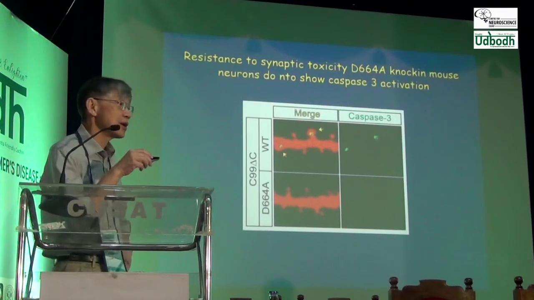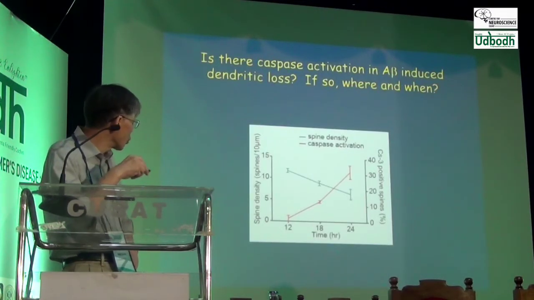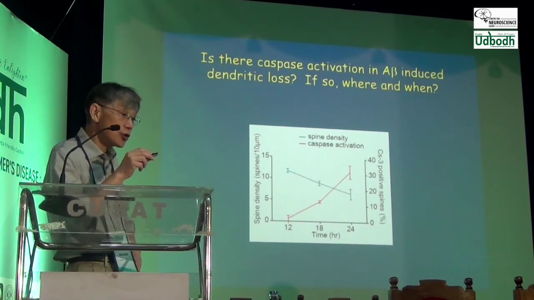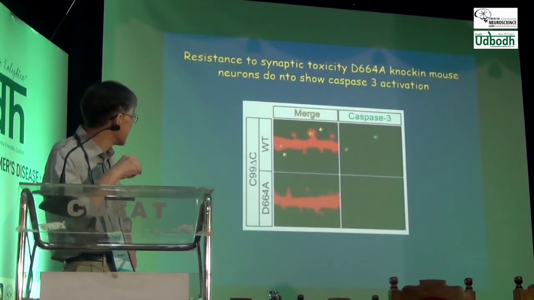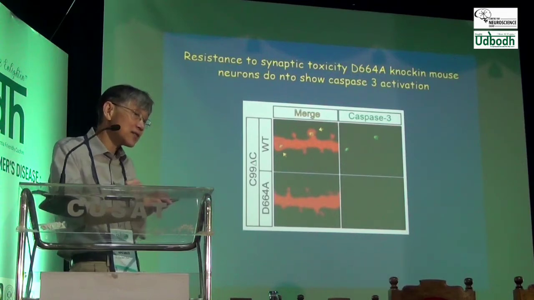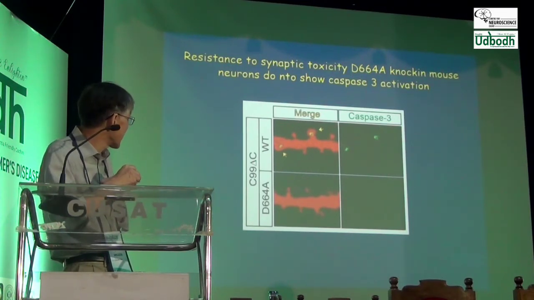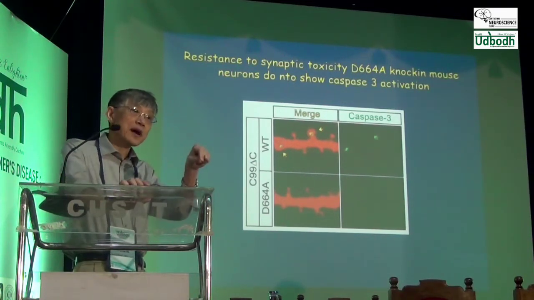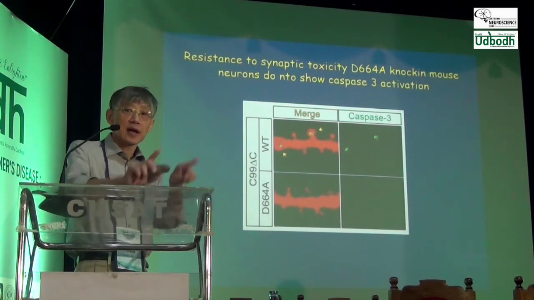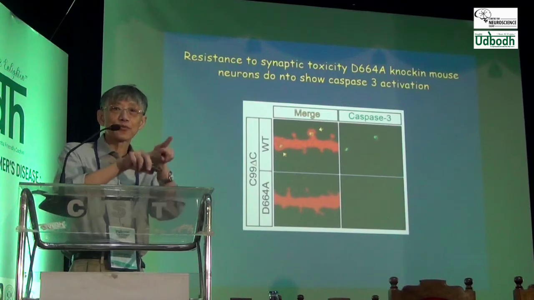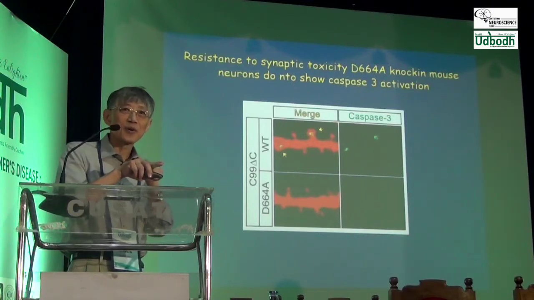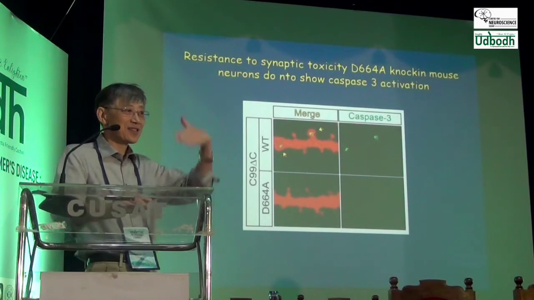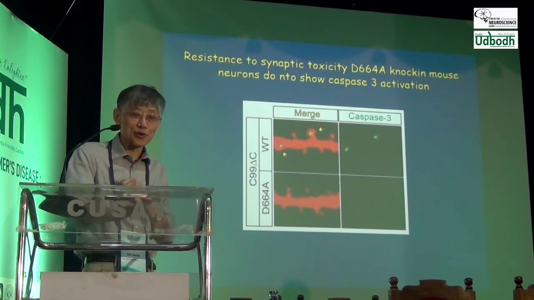So this is just merging it and showing that now, instead of normal spine cultures from normal mice, we do it in D664A mice, the knock-in mice that I told you about earlier. Then what happens is that the caspase activation signal is gone. So when you don't have spine loss, you also do not have caspase activation. Again, putting those two together, I can't tell you which comes first. I presume it's the caspase activation. Then it's the story that we always keep asking: what's ahead of the caspase activation? What's upstream of that? And at this point, I do not know.